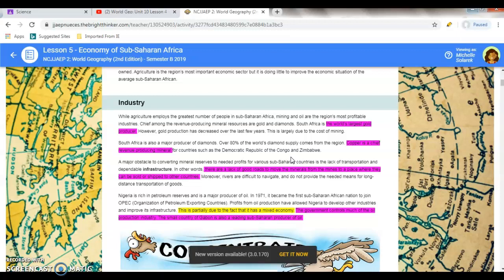Nigeria is rich in petroleum reserves and is a major producer of oil. The government has control of much of the oil production industry, and the small country of Gabon is also a leading sub-Saharan producer of oil. Why their profits are so high, and why it allows other countries such as Nigeria to develop other industries and improve its infrastructure, is because it has a mixed economy.